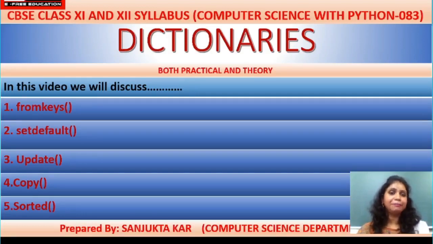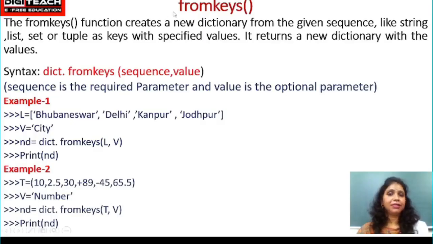In this video, now I am going to discuss some important functions of dictionaries, right. So let us discuss the first function, that is fromkeys function. As you know, the fromkeys function is available in the dictionary data type, and the fromkeys function creates a new dictionary from the given sequence. The sequence may be list, may be string, may be tuple, may be set. So here we can create a new dictionary variable by using the fromkeys method.